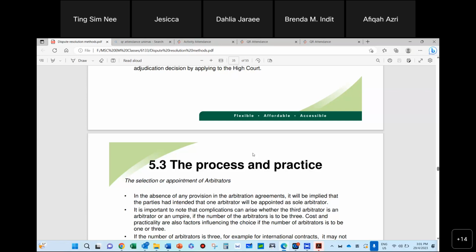So an adjudicator is needed in that sense to review the root causes of the problem. All right, so this is the adjudication process.